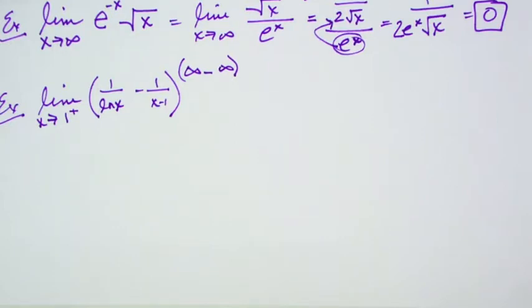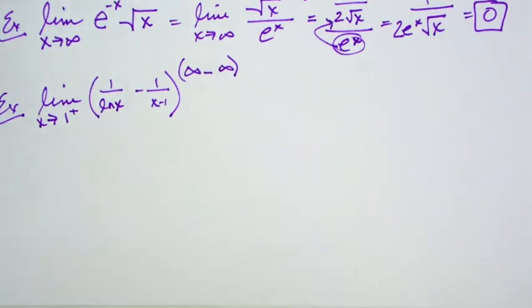So, infinity minus infinity is an indeterminate form. But is it an indeterminate form for which I can use L'Hopital's rule? No. So what do you suggest I do? You get a common denominator. I need a common denominator. Good, Ryan. I need a common denominator.